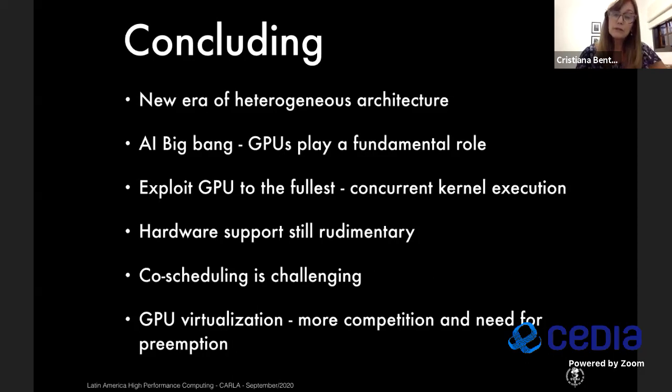But to exploit the GPU to the fullest, we require concurrent kernel execution, and the hardware support for that is still rudimentary, and co-scheduling is still challenging in the GPU. We studied this in the CPU for many years, and in my opinion, we need to study that for the GPU also. And now that GPUs are on the cloud, they are virtualized, so we are going to create more and more competition scenarios for using the GPU, and probably preemption will be very much necessary in these scenarios.